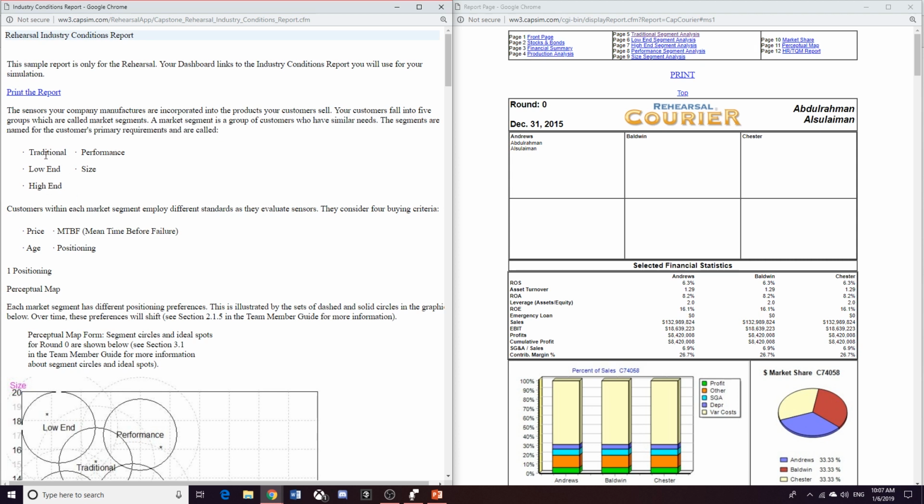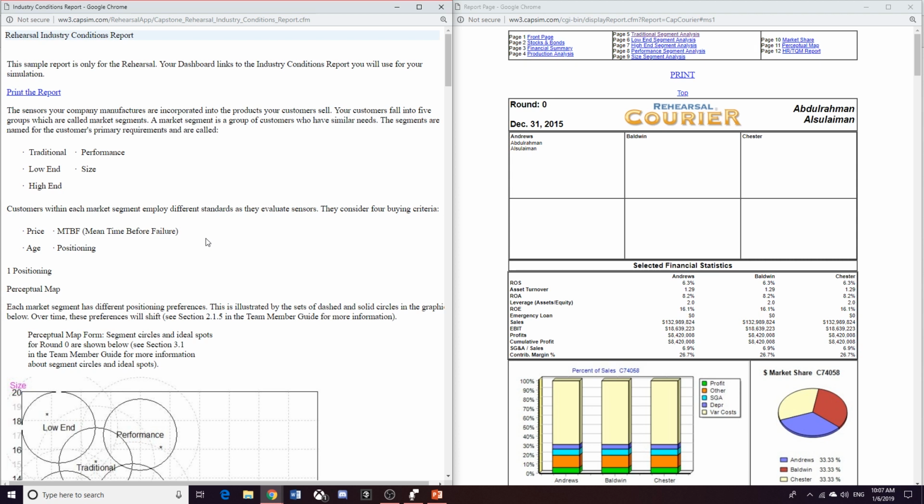So for example, traditional, they have almost average on everything. Low-end means that they want low price, with low quality. High-end means high price with high quality. For performance, you need to have high performance on your product, and for size, you need to have low size on your product. So how does the customer buying criteria work?